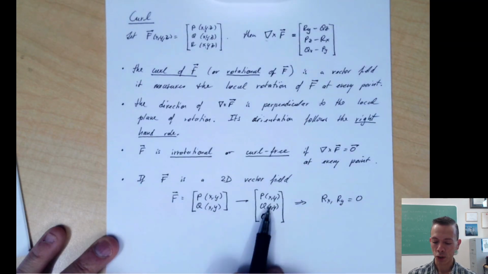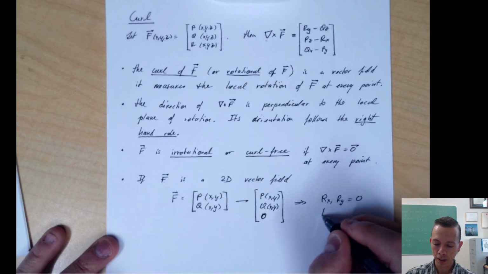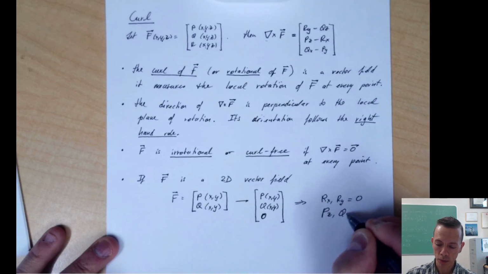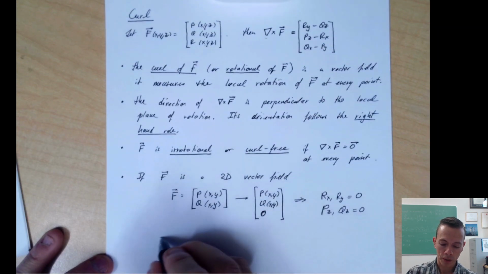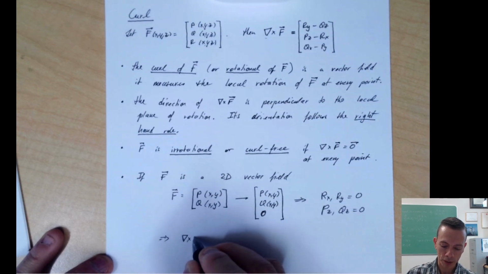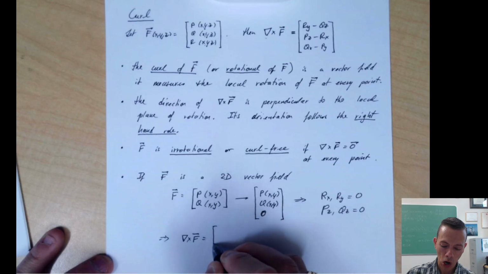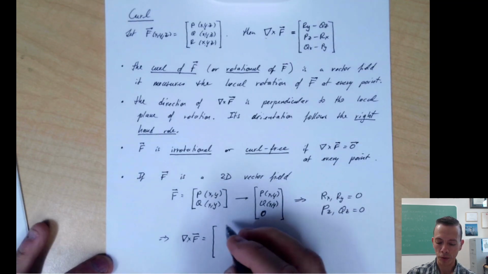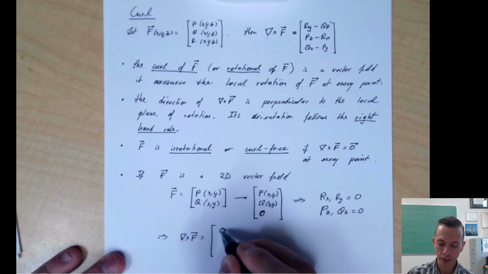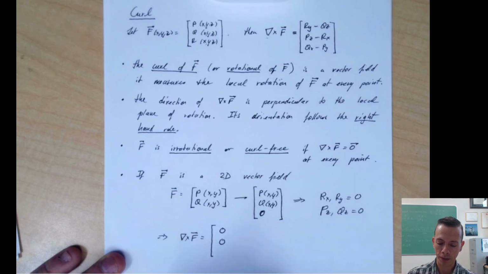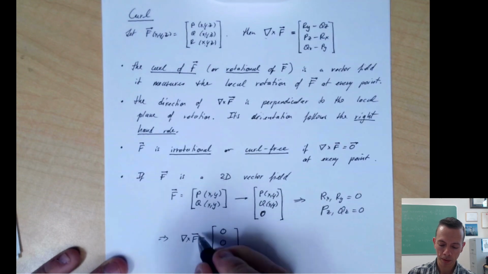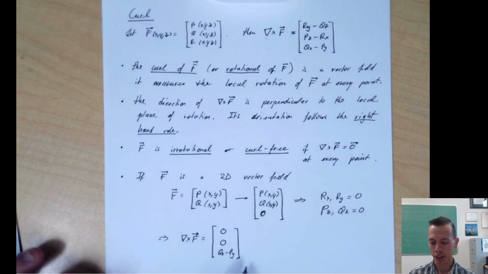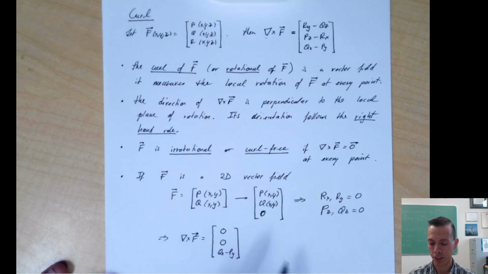And because P and Q do not depend on Z, then PZ and QZ will also be 0. And so that means that the curl of the vector field boils down to the first component being 0, the second component being 0, and the third component is Qx minus Py. So it's a three-dimensional vector in which the first two components are both 0.